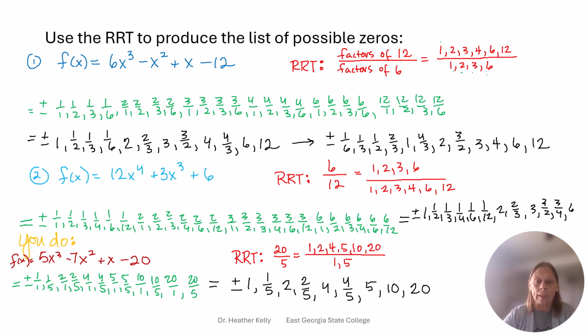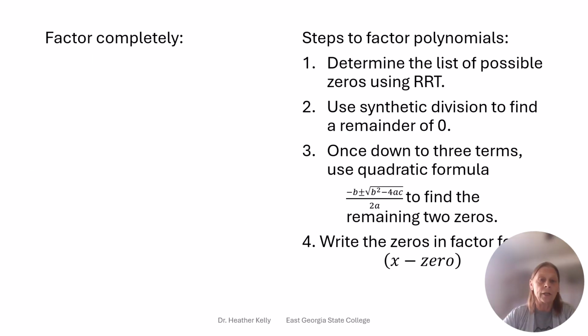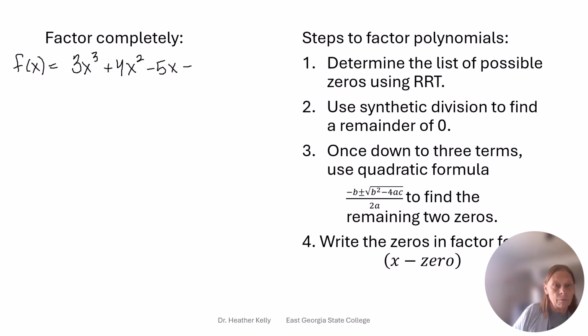Now we did all that to bring us to this point, which is putting it all together and factoring something we didn't already know how to factor. So let's take a look here. Let's start off with this problem. f(x) is equal to 3x cubed plus 4x squared minus 5x minus 2.